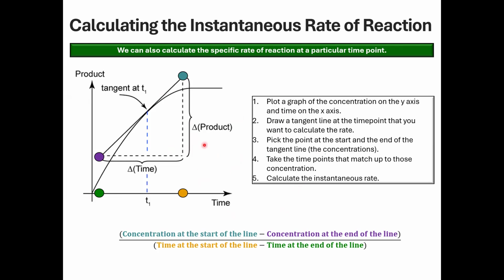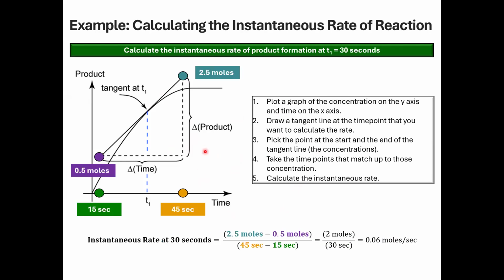Okay, perfect. So it'll make a little bit more sense when I start doing out examples of it, okay? So a typical exam question would be calculating the instantaneous rate of, say, product formation at 30 seconds, okay? So you'll always be given a time point that you have to look at. So what you'll do is you'll be given a table that has concentration and time data in it. And all you do is plot the graph. Okay. So again, concentration on your y-axis, time on your x-axis.